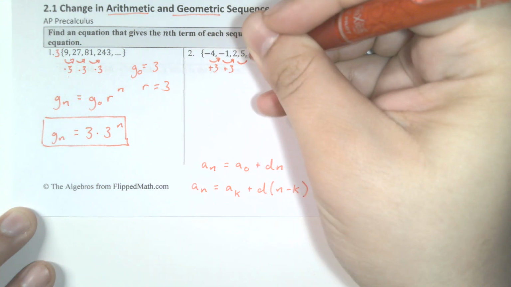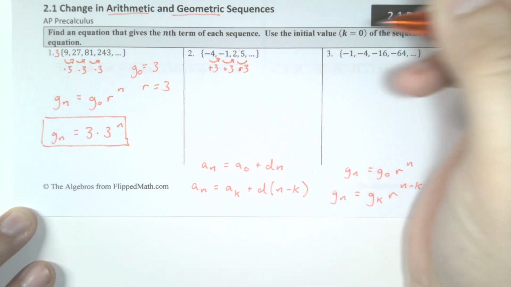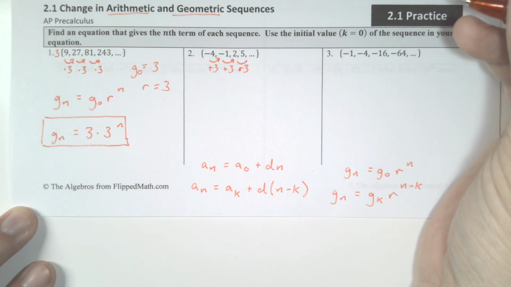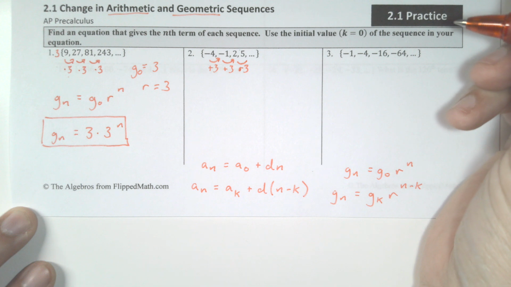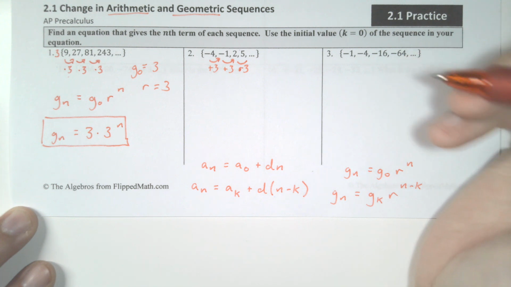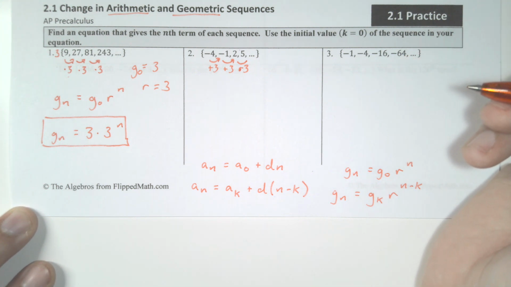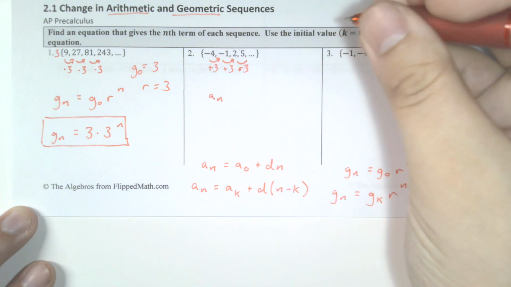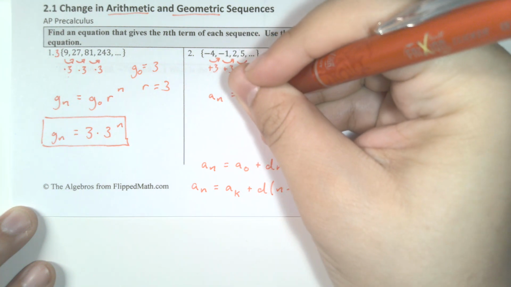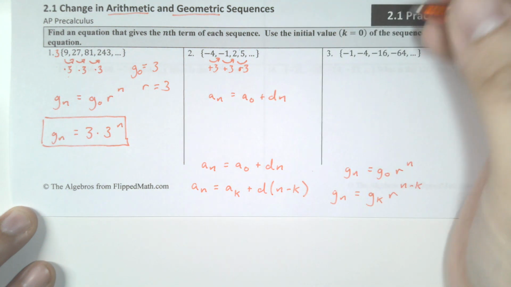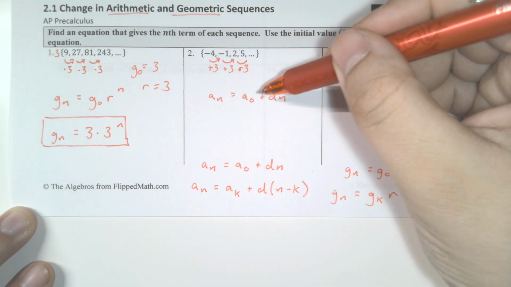And a sequence will only be arithmetic or geometric. It can't be both. Now, it can be neither, which we'll see in the next section, but at least for this assignment, it's either going to be arithmetic or geometric, and regardless of the assignment, it'll never be both. So now we know we want to use the formula a sub n is equal to a sub 0 plus d times n. So first, let's figure out what a sub 0 is.